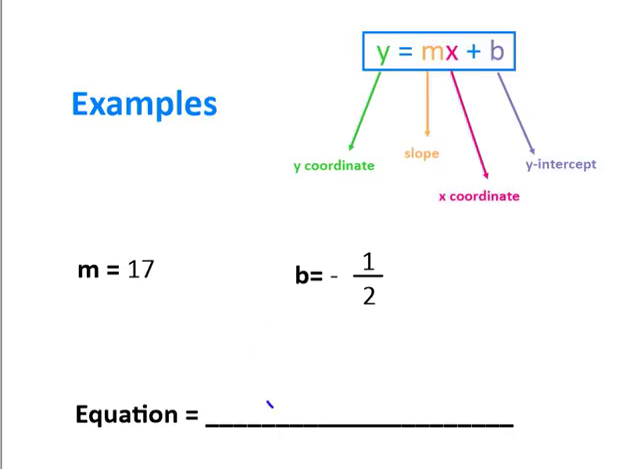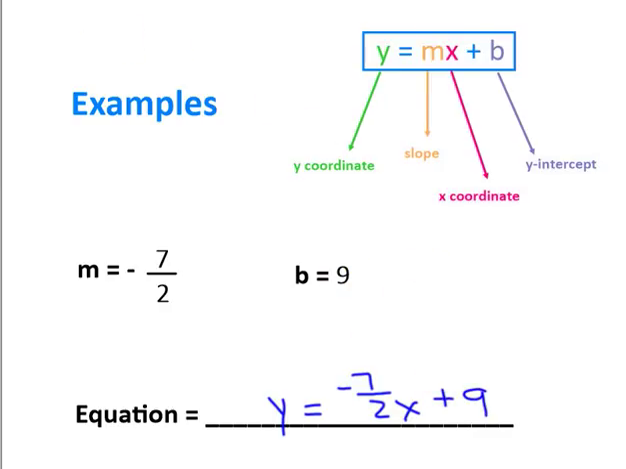All right, so here we have y equals, now our slope is 17, then our x-coordinate, and then here we have negative 1/2 as our y-intercept, so minus 1/2. All right, y equals, so negative 7 over 2x, then plus 9 as our y-intercept. It's not too bad. All right, y equals, so 3 over 5 x, and then minus 4 as our y-intercept. And all we're doing is following this formula right up here.